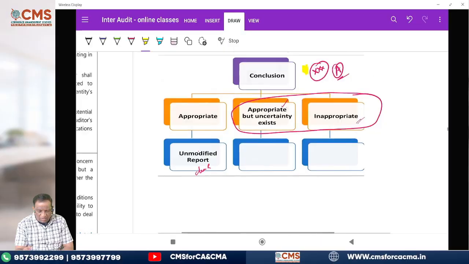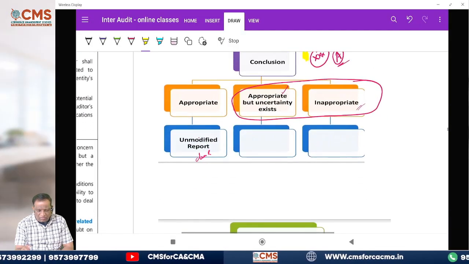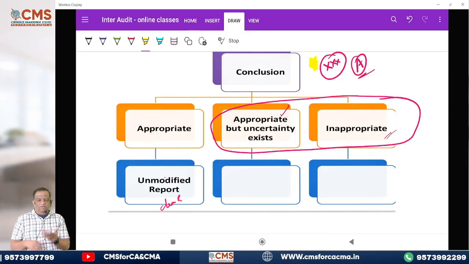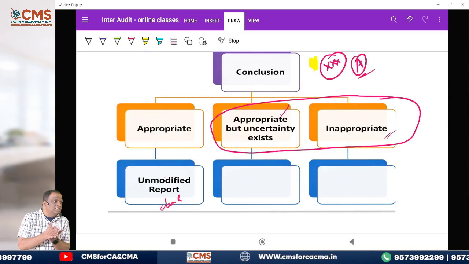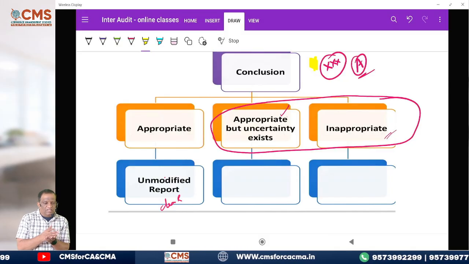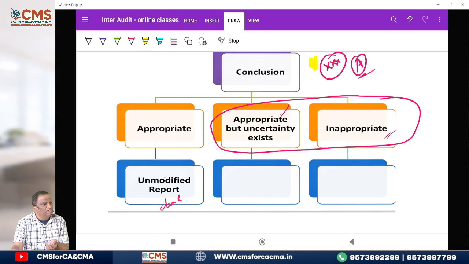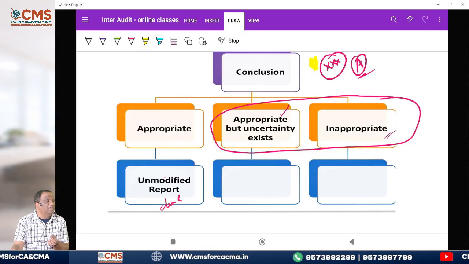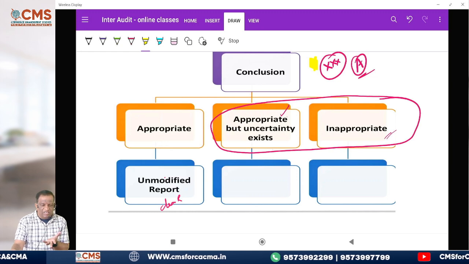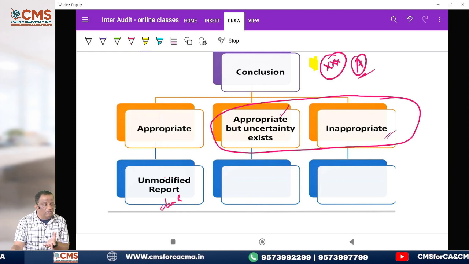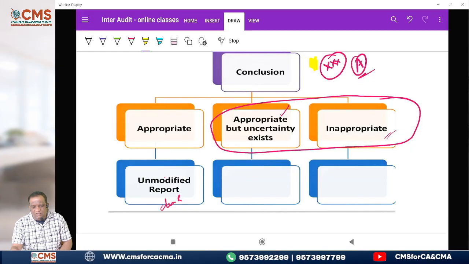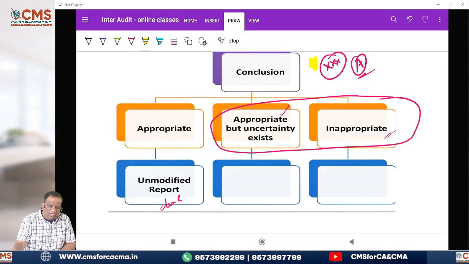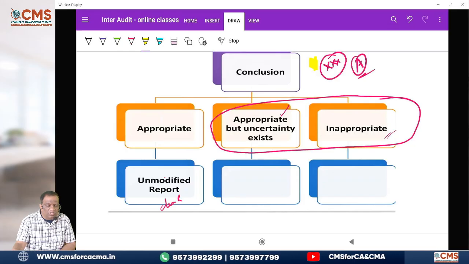Now, I did my bit, but to give you comfort, I need to stay back and make you familiar. Let's go back. When I say going concern, first of all, what is the number of the standard on going concern? SA 570 deals with going concern. When I say going concern, the entity will continue for how long? Foreseeable future. So the entity will continue for a foreseeable period.